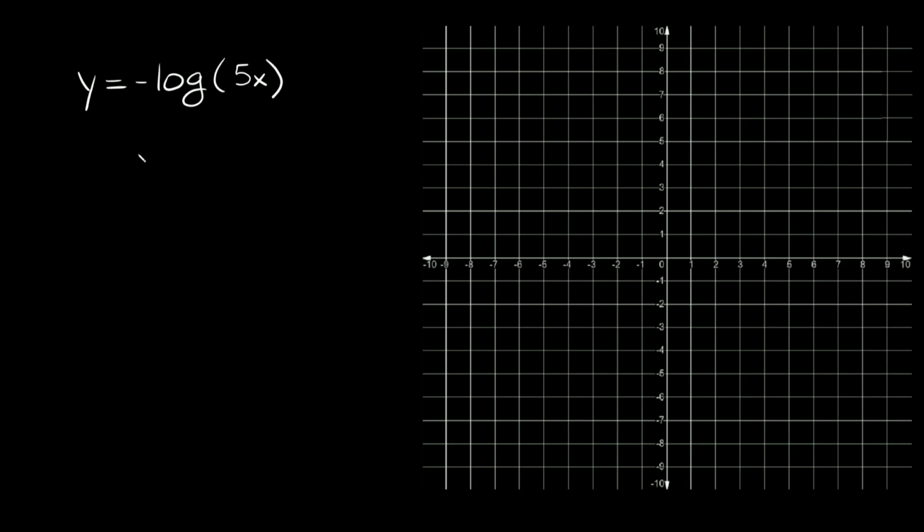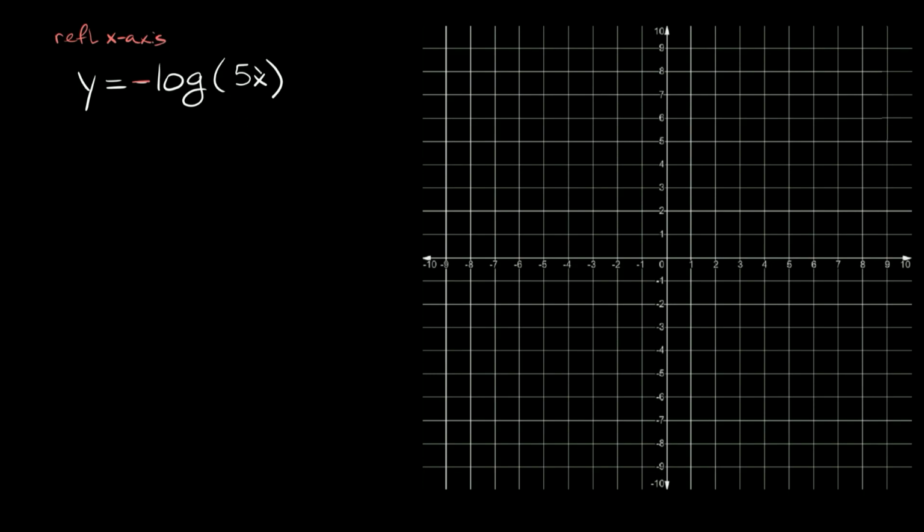So first, let's identify the transformations here. So first, you can see there's a negative sign out here in front of the log. So whenever we have a negative sign out here, that means there's a reflection in the x-axis. Okay, so we can just say there's a reflection in the x-axis.